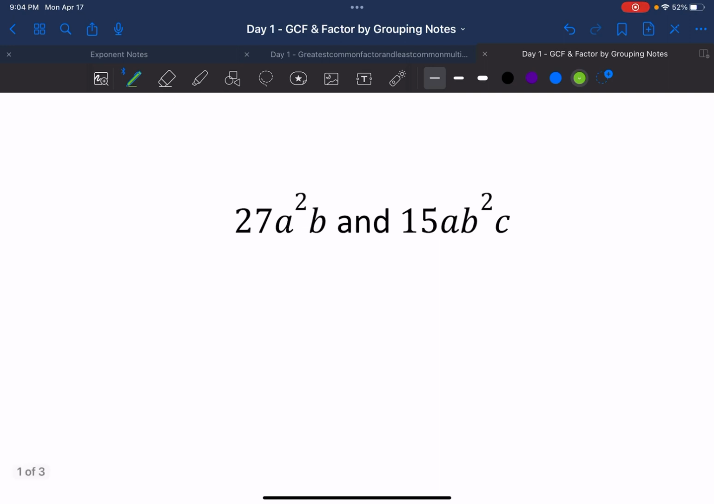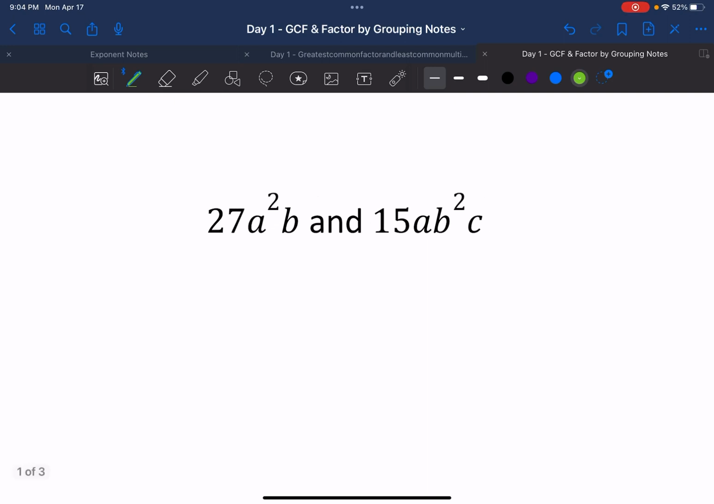All right, go look at your table and try to find the greatest common factor for your number first and see what you get. If you look at your table, you're going to see a number that they both share. Hopefully, you said the number 3. So let's write that off to the side. 3 is the greatest common factor for both 27 and 15.